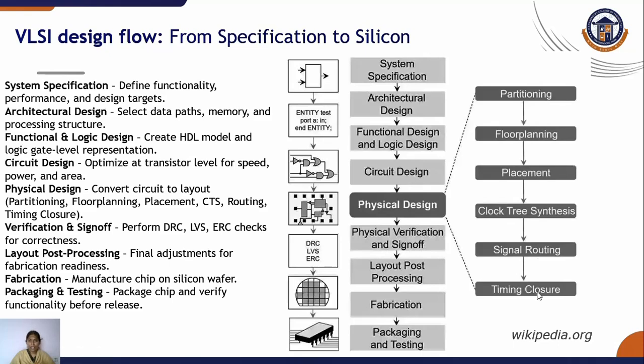After that, we move to the physical verification and sign off. Once we check that everything is signed off, we move to the layout post processing, then move to the fabrication unit, then finally packaging the IC and testing the IC. These are the steps followed in the design flow of VLSI. Let us discuss one by one.